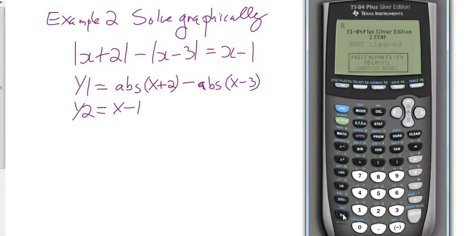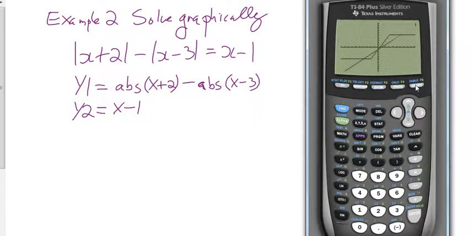Okay, so turn this on. So we got y equals, so ABS, it's under math and then over to num. That's where ABS is, right? And on the 84, then of course you see the fancy absolute value bars. If you have an 83, then you'll see brackets there. Minus math, num, ABS, and we want x minus 3. And down here we want x minus 1. Now it's a straight line, right? We know x minus 1 is a straight line. We'll graph that in the standard window.